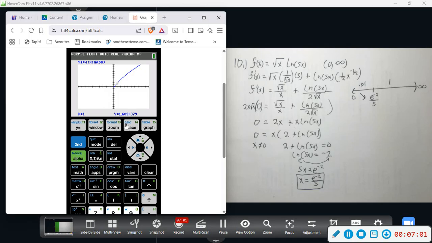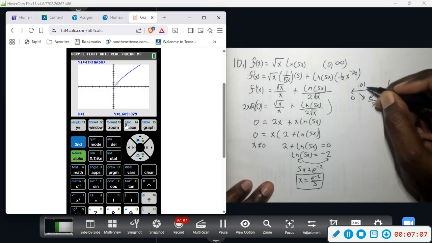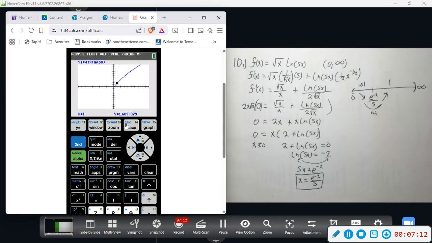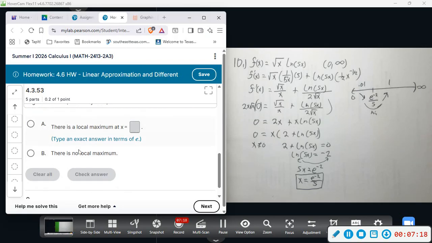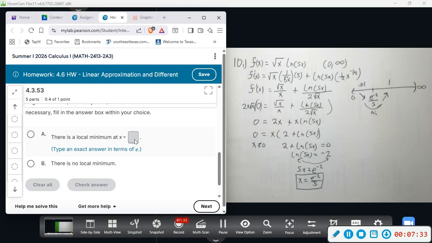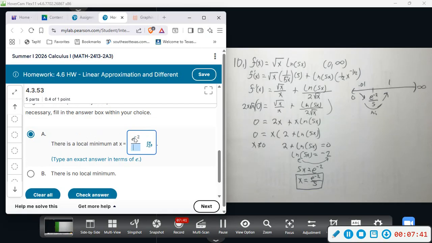When we plug in 1, we get a positive value. So this goes from negative to positive, so that goes through a dip. So that's like a minimum. So we get a minimum. So the local maximum, there is not a local maximum. We got one critical point and it's a minimum. Locate the local minimum value that is found at x equals e to the negative second power divided by 5.